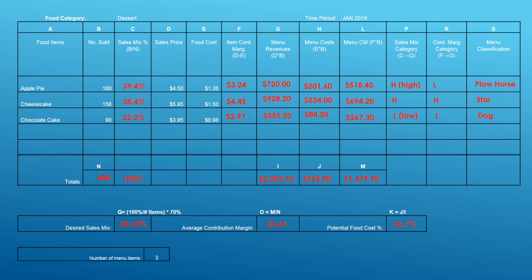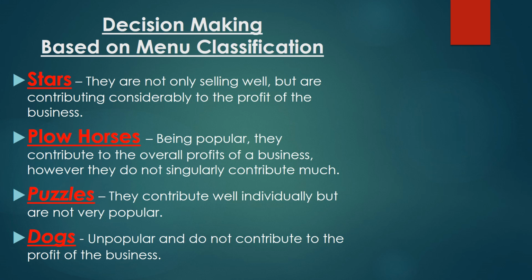Okay, so now we have our information, so we can make some decisions about these apple pie, cheesecake, and chocolate cake and what we should do about them. So let's take a look at it. So stars, as we know, are selling well and contributing considerably to the profit of the business. They're not only selling well, they make us a lot of money, and they're popular. Plow horses, popular, but they don't make us as much money. Puzzles, okay, not very popular, but they do make us money. And dogs, neither one, not popular, and they don't make us any money, right?